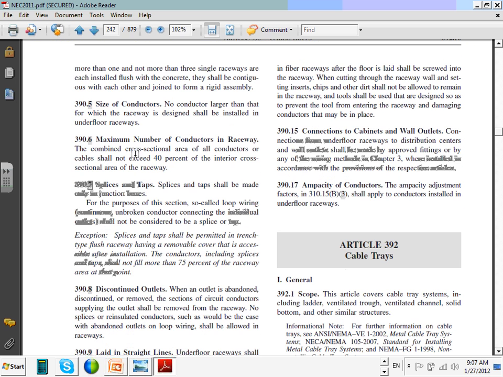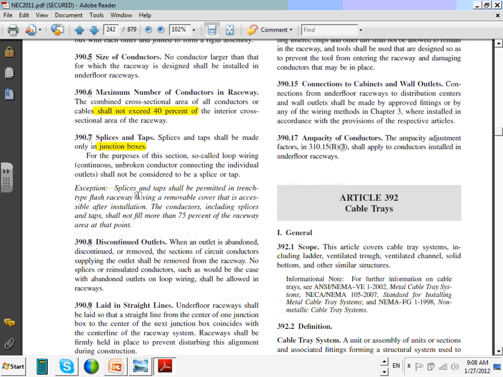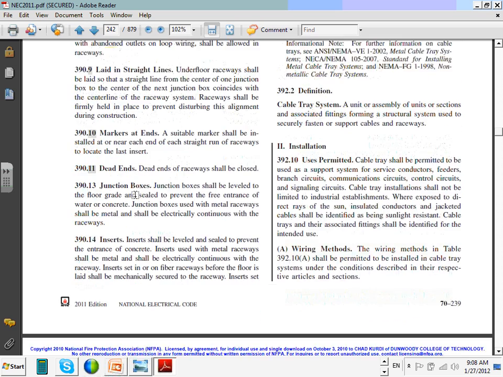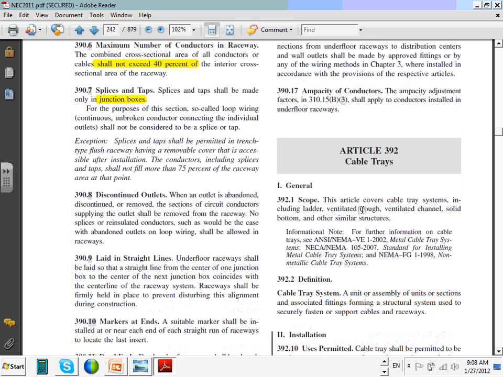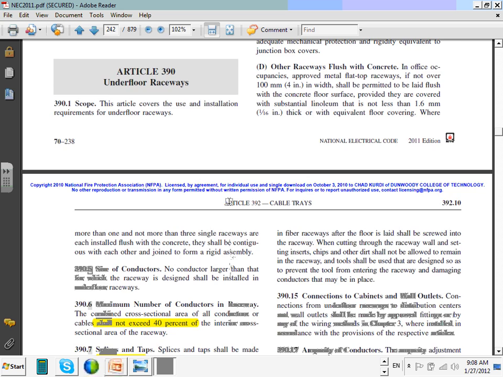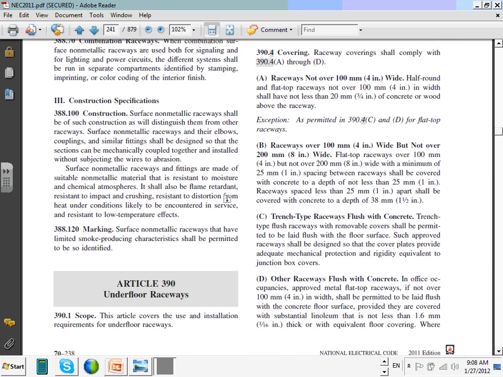Maximum fill. Chris, how much can you fill out of this raceway? Look at that one. 40%. Versus the metallic raceways, what was it? 20%. So there's more. Splices shall be made only in junction boxes because it's full of concrete. Disconnects, all this good stuff, junction boxes, cable trays. So that's basically about it.